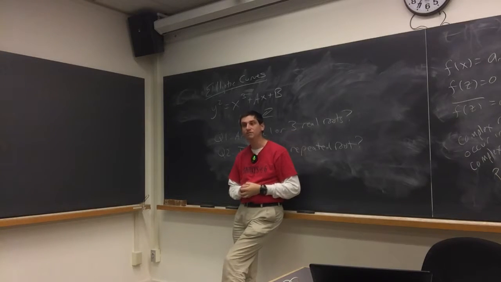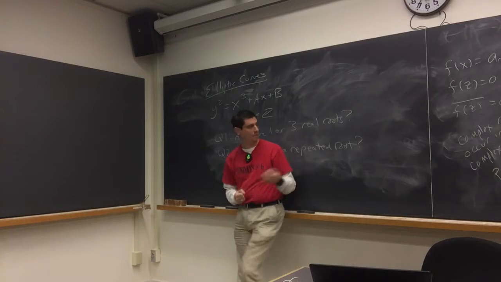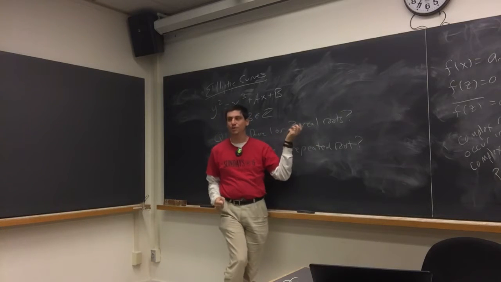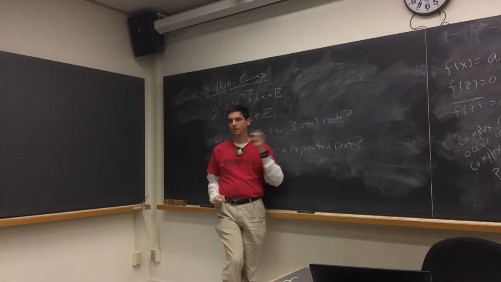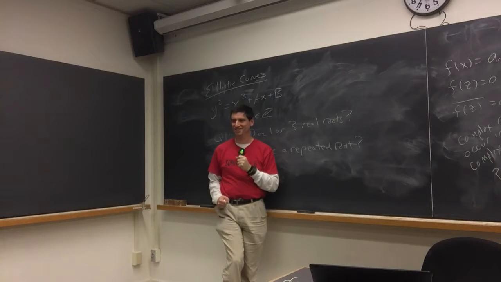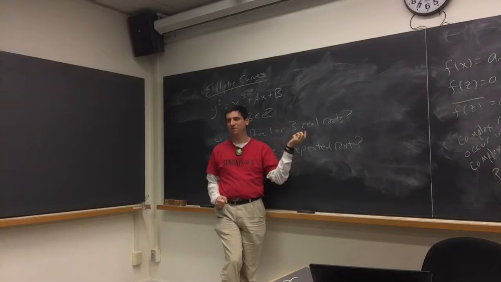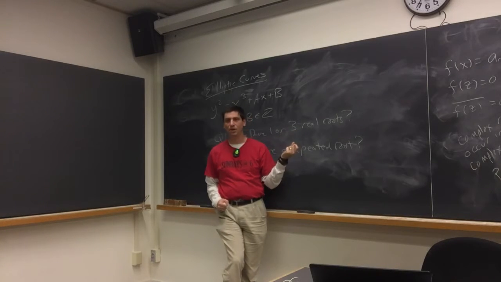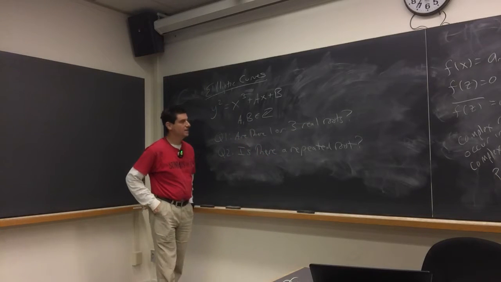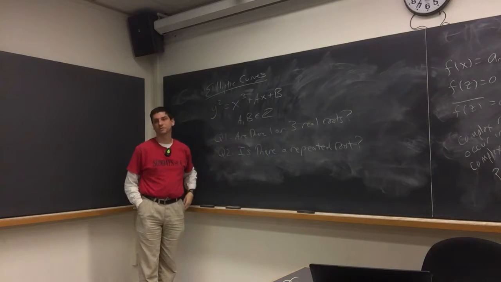If there are 3 real roots, could there be a repeated root? Yeah. How many ways could we have a repeated root if there were 3 real roots? There are 2 ways. What are the 2 ways? All 3 are the same root. Or 2 of them are the same and 1 is different. So it turns out in those cases, the elliptic curve is called degenerate and has different properties.